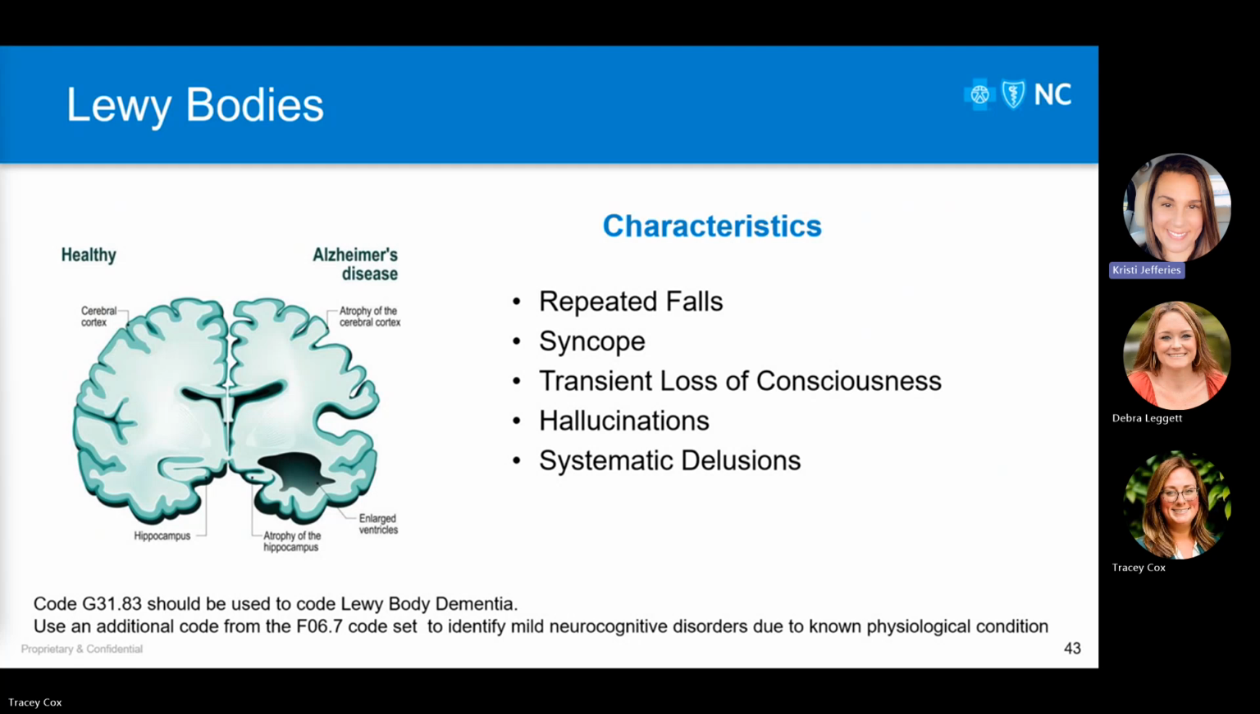To code Lewy body dementia, you will use ICD code G31.83. You will also use code F06.7 to describe any mild cognitive disorder or impairment caused by the underlying Lewy body diagnosis. These conditions will reflect an impairment in memory or thinking that is beyond what is considered normal for age related symptoms.